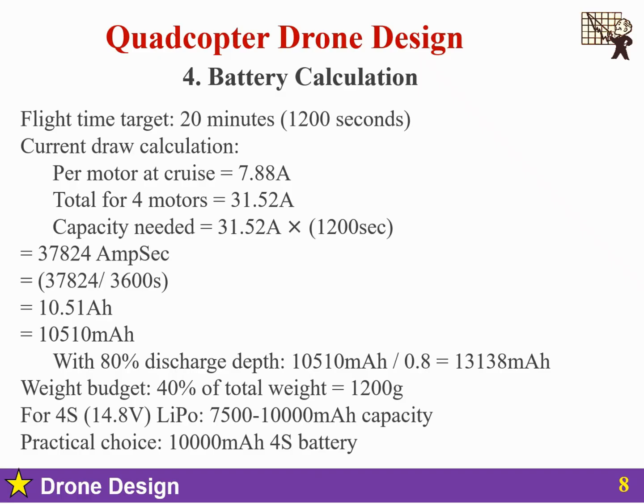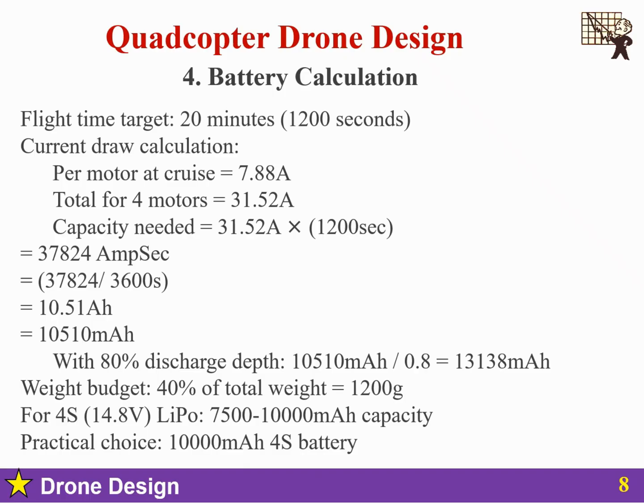Power per motor is equal to 218.6 watts. Current per motor is equal to 218.6 watts divided by 14.8 volts, that is equal to 14.77 amperes. So the total current becomes 4 into 14.77 amperes, that is equal to 59.08 amperes. This requires large capacity, approximately 14,500 mAh for 20-minute flight time.